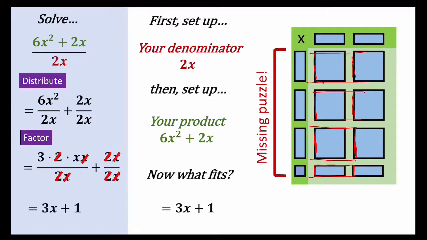So in the end, I'm going to have 3 times 1 times x. So that's going to be 3 times 1 is 3, and then times x is going to be 3x. And then how many 2x's fit into 2x? Well, 1 does. Or if I cross everything out, there's going to be 1 left. So 1.